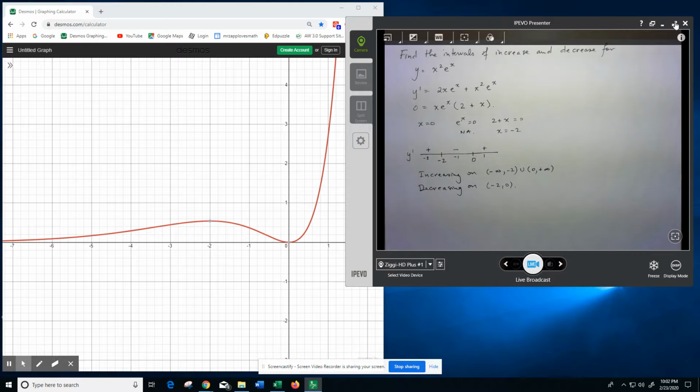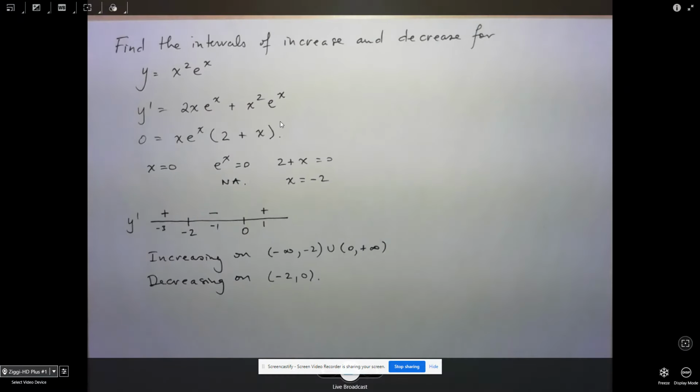Okay, so again, just to recap, when you're looking for the intervals of increase and decrease, it's about determining the sign of the first derivative. So once you found the first derivative, you just determine the sign, just as we would have done in the previous course. Look for the places where it can possibly change sign, and then test the intervals produced by those numbers. All right, that's it for this one.